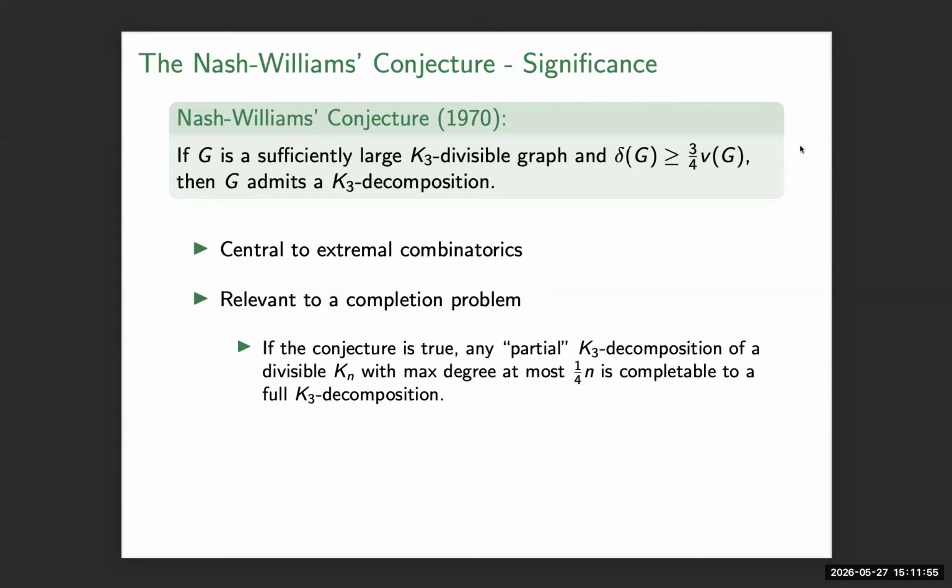But wait, there's more. It's also relevant to a classical design theory question called the completion problem, right? Because if the conjecture is true, then any partial K3 decomposition of a divisible Kn, provided it has maximum degree at most 1/4 times n, is then completable to a full decomposition.